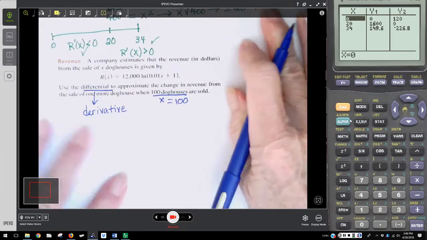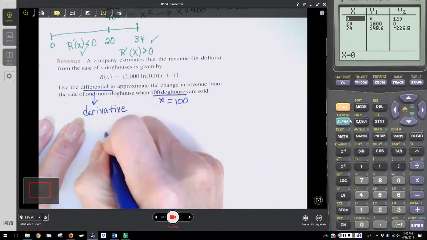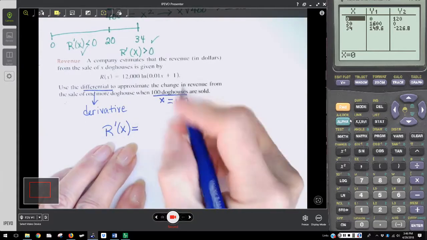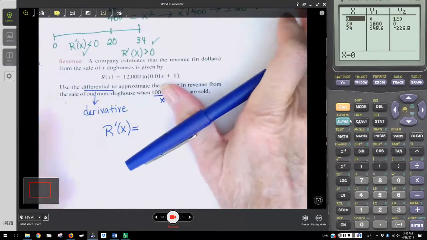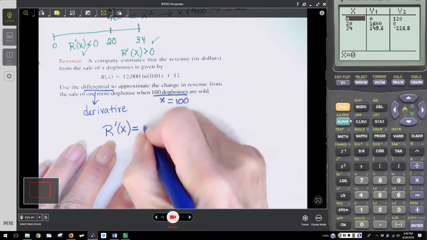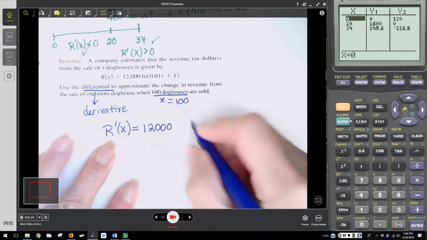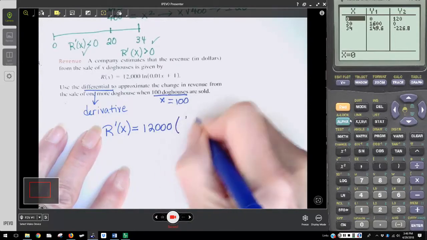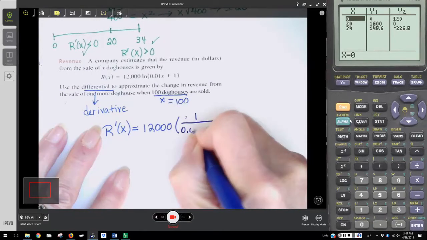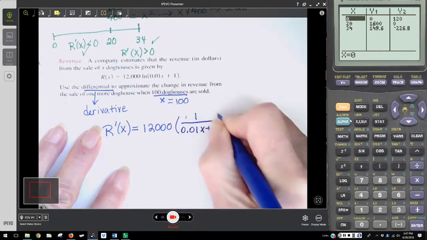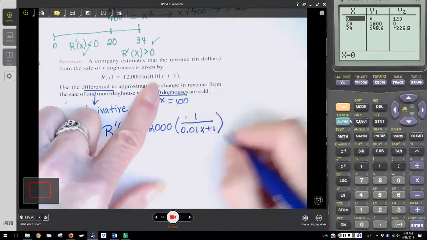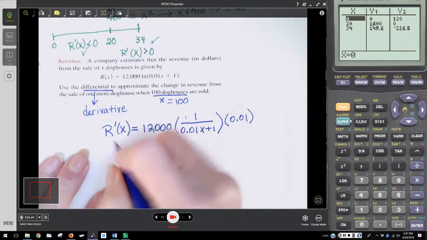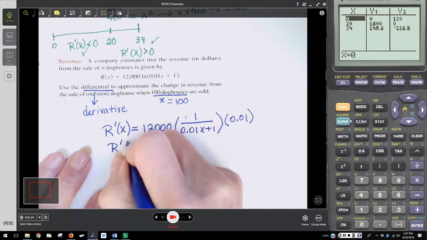So all we need for this then is to take the derivative of r of x. And this is a U substitution problem, or a chain rule problem, which is where U substitution comes from. So it's going to be 12,000 because that's your multiplier. And the derivative of the natural log of anything is going to be 1 over whatever that is. But since this is a function, we need the derivative of that function, and the derivative of this function is 0.01. So what you're looking for is r prime of 100.